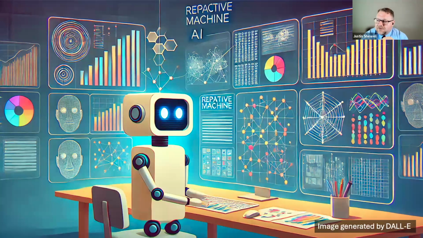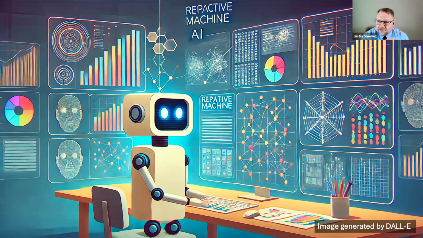One type of AI is the reactive machine AI. So this AI basically takes in a bunch of data and it looks at the patterns and makes predictions and does different things like that, but it has no memory.